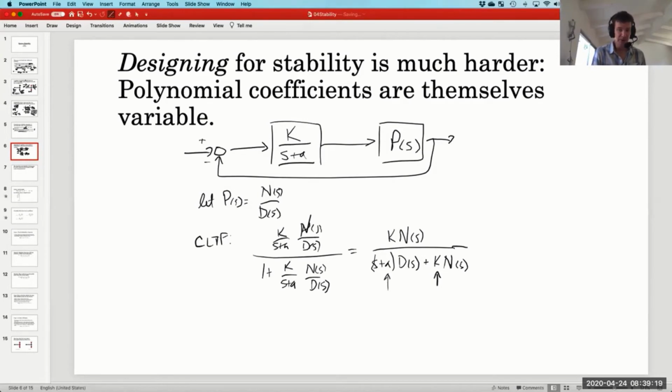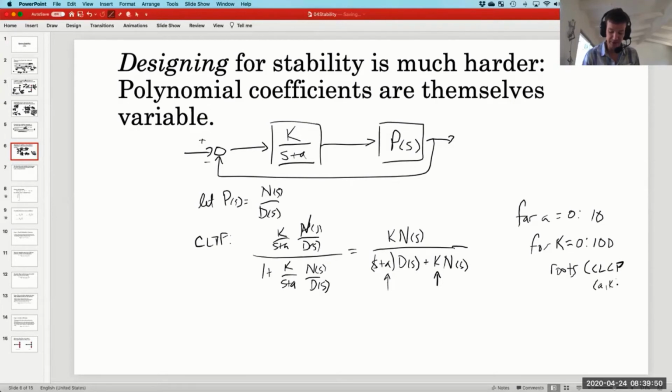And A and K are unknowns. So you think to yourself, well, I could do a for loop, right? I could do for A equals 0, I don't know, to your favorite number. And then within that for loop, K equals 0 to your second favorite number. And then you could test what are the roots of the closed loop characteristic polynomial as a function of A and K.